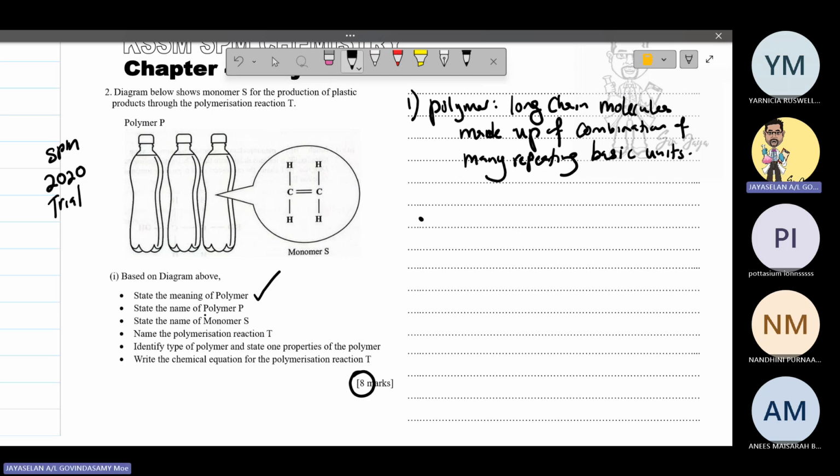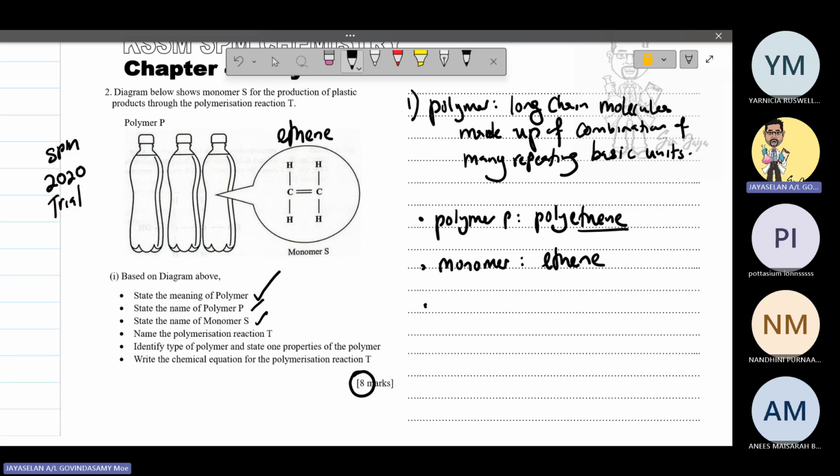See, second question. They ask to state polymer P. Once you see this, this is section B, right? So you put, this is ethene, right? So polymer P is polyethene. You already score 1 mark. Any question? And they ask you to name the monomer. What is the monomer of this one? You take the last word: ethene. So you already score this one. I'm happy, I already score 3.